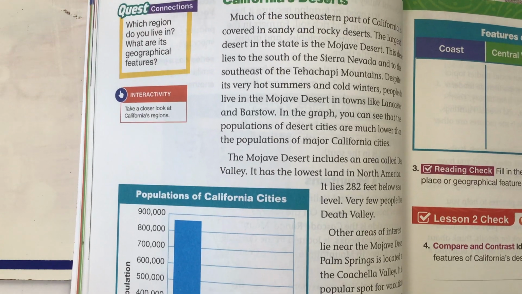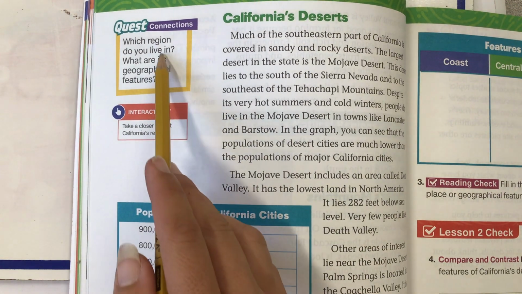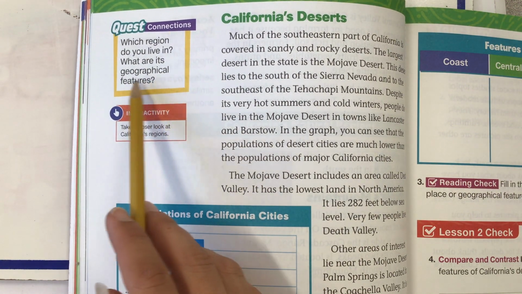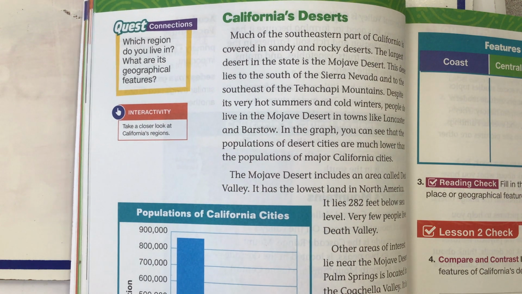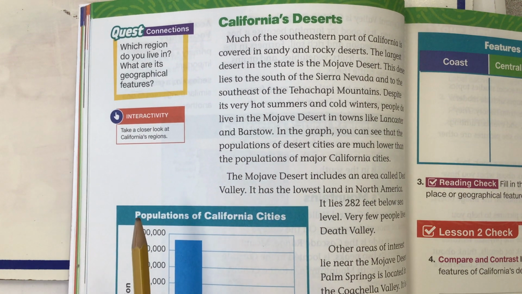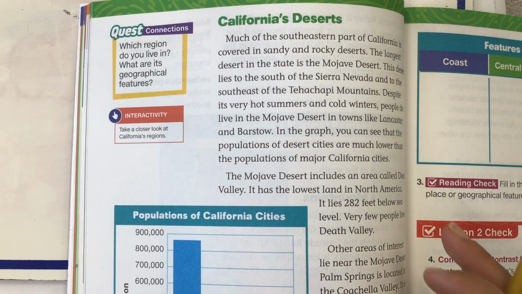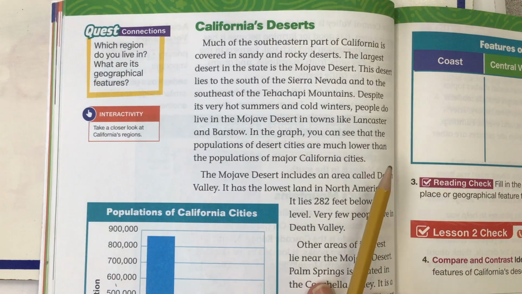Page 16. Which region do you live in? What are its geographical features? We were just saying that we live in the region of the Central Valley and we have a lot of farming. That's one of our geographical features.